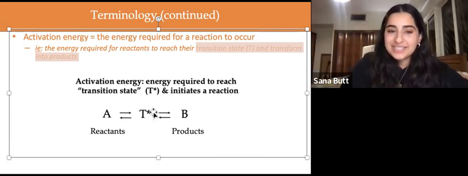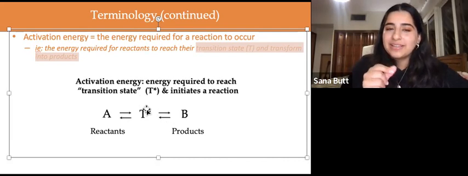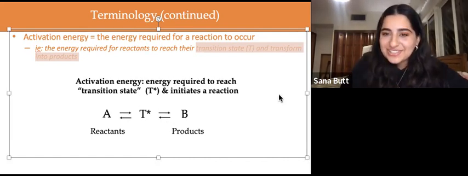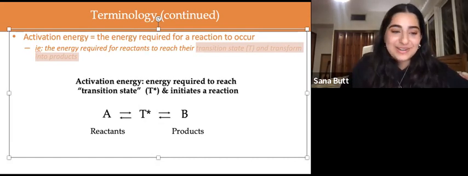They're very closely linked, but the transition state mostly refers to the peak, so we need activation energy to reach the transition state. Yes, exactly. I think you said it much better than I could have.